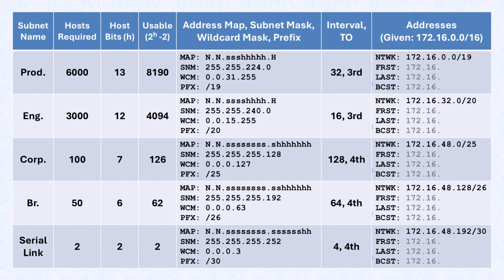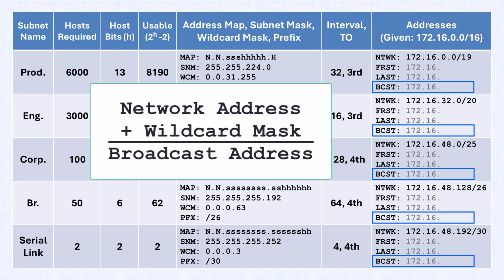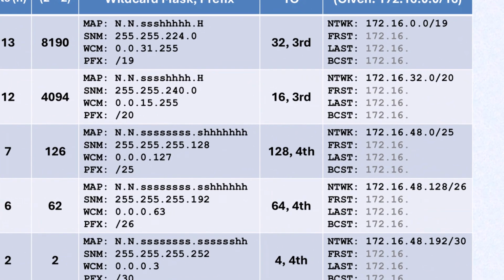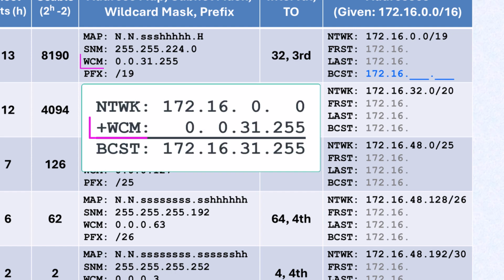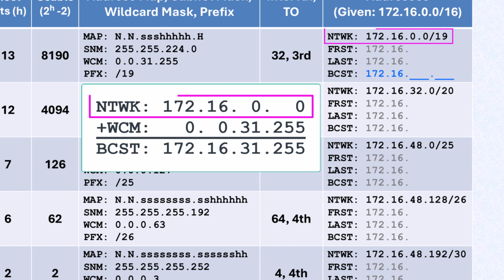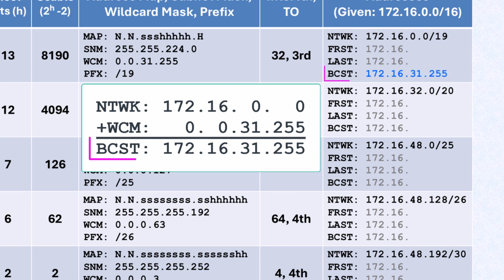Let's work on the broadcast addresses. We will use the method where we add the wildcard mask to the network address. To identify the broadcast address for subnet 1, add the corresponding wildcard mask 0.0.31.255 to the network address of 172.16.0.0. This gives a broadcast address of 172.16.31.255.